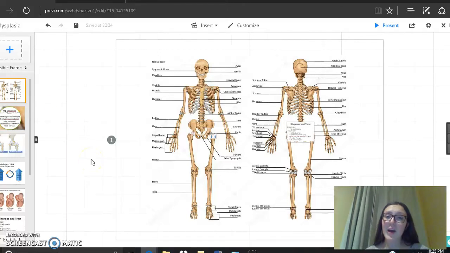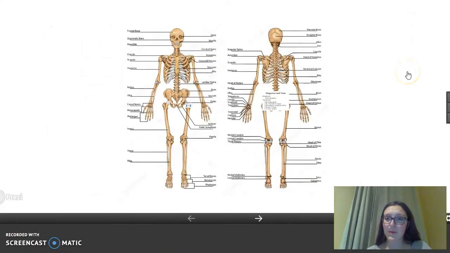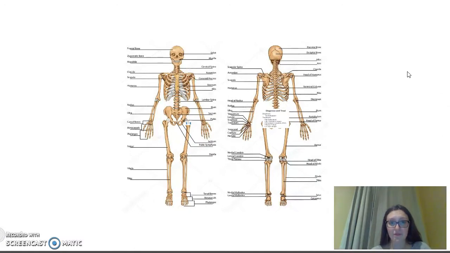Okay, I'm going to be talking to you today about hip dysplasia. So, we'll start off with a definition.